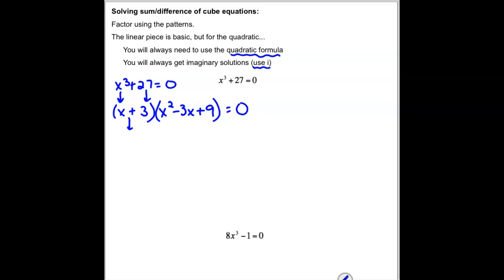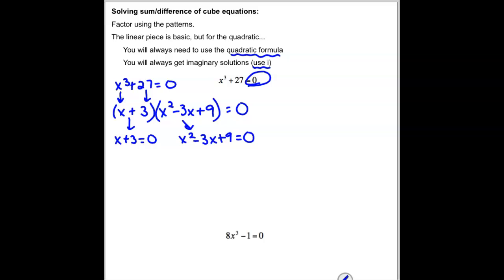So when we solve this now, because there's a 0 on the end, we can actually solve it. It's equal to something. We want x plus 3 to be a 0, or we want x squared minus 3x plus 9 to be the 0. So the first one is easy. This is our linear factor. We just subtract 3 to the other side. So one of my answers is going to be negative 3.